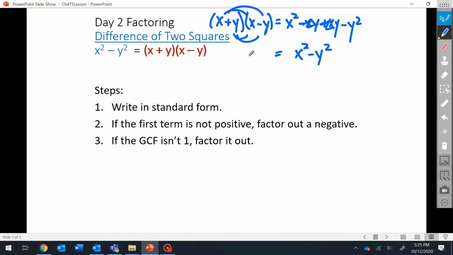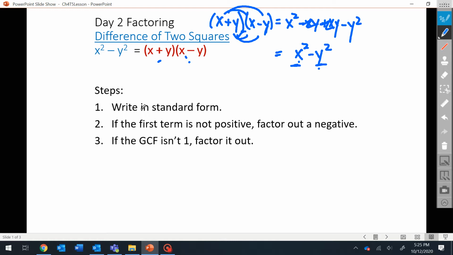And this would be true even if we had numbers for x and y. It turns out that if something is in this form, where it's a difference of two square numbers, then we can take the square root of these to figure out what our two factors are. Our first factor would be x plus y, where x is the square root of the first term and y is the square root of the second term. And then we have x minus y, where x is the square root of the first term and y is the square root of the second term.